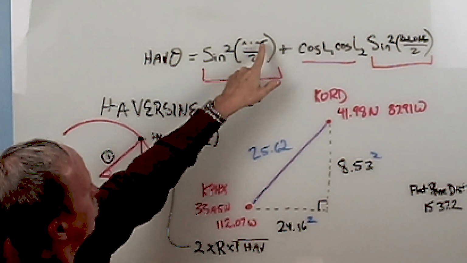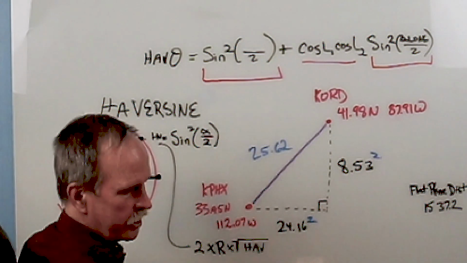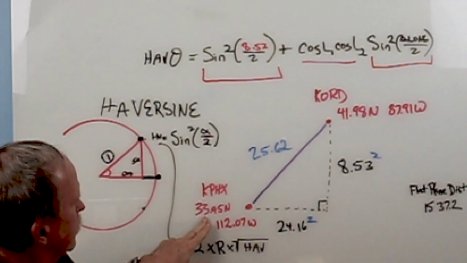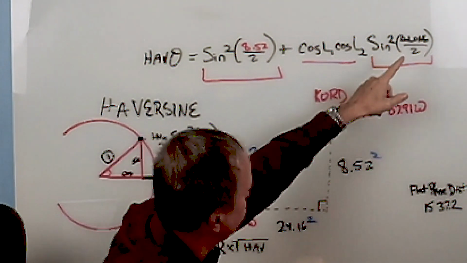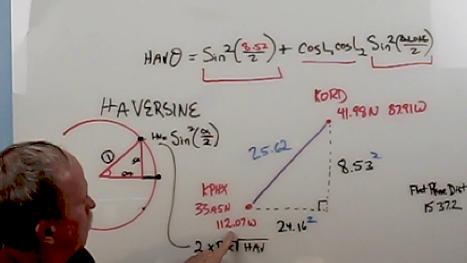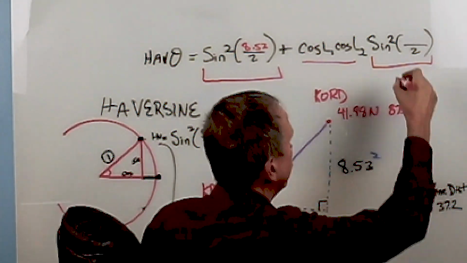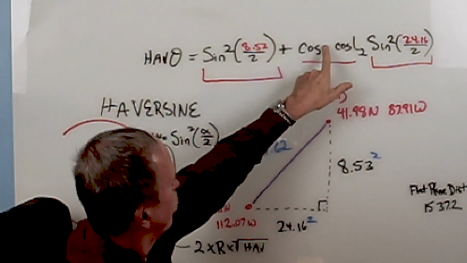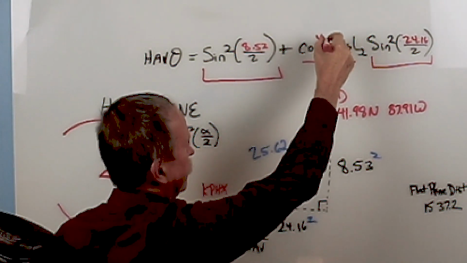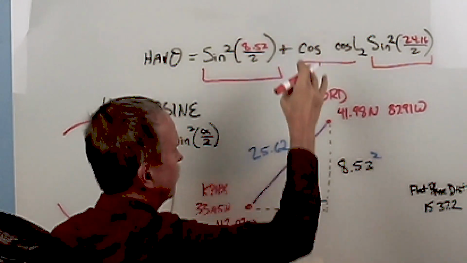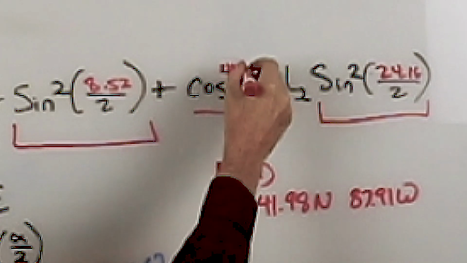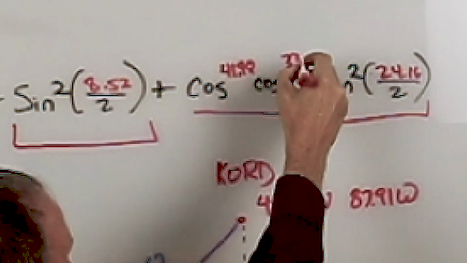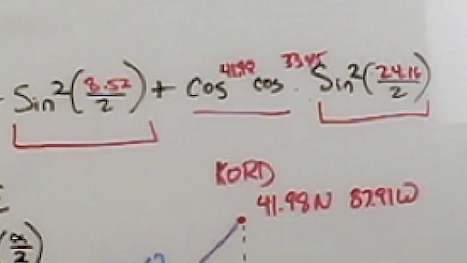Well, here, the change in latitude is going to be 8.53 degrees. That's basically 41.98 minus 33.45. The change in longitude will be 112.07 to 87.91. And that comes out to 24.16. So now we have our numbers there. What about these numbers here? Well, lat 1 is 41.98. And lat 2 is 33.45. Okay, so let's go ahead and shoot the math.